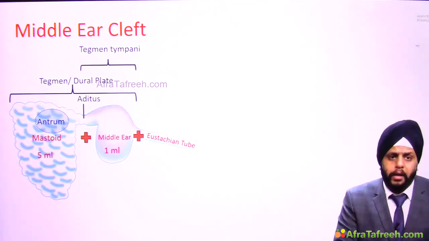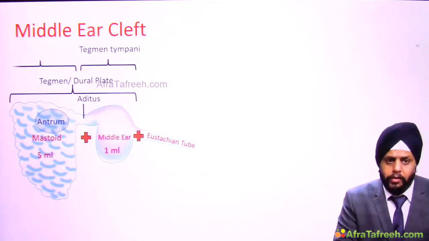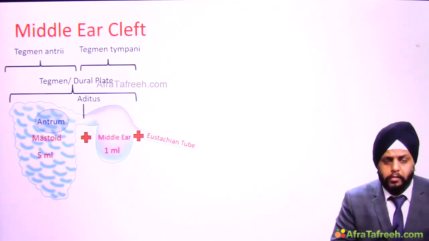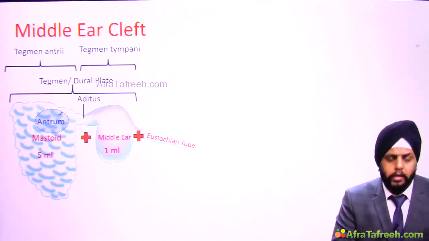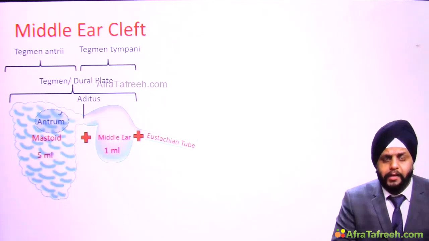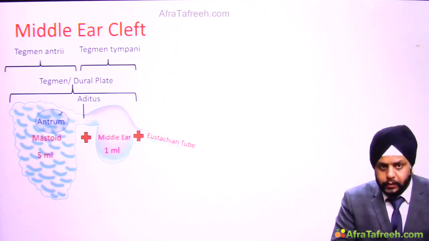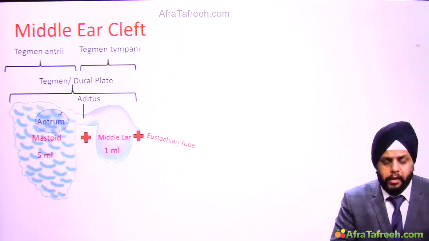And the part that is above the mastoid, you see, we have the antrum over here, uppermost cell over here. So just above that, we have the dural plate. This plate is known as tegmen antri. So tegmen tympani, tegmen antri.